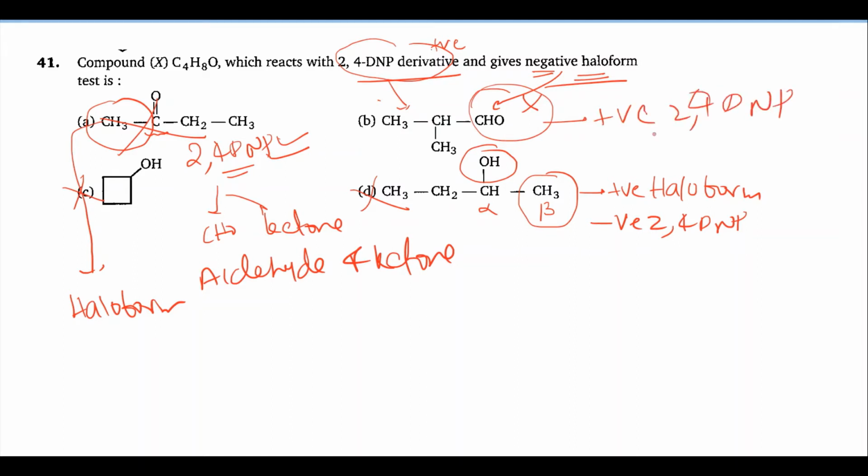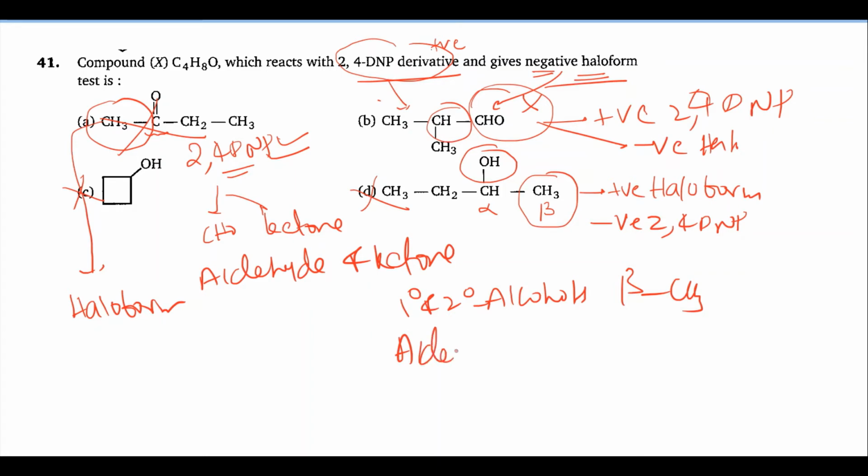Okay, and this is giving negative haloform. Why is this negative haloform? I already told you: primary and secondary alcohols need beta CH3, aldehydes and ketones need alpha CH3. So our condition is fulfilled with option B. So 41, B is the correct answer.